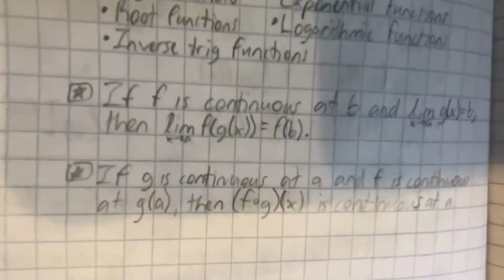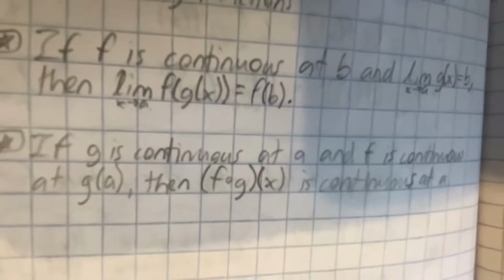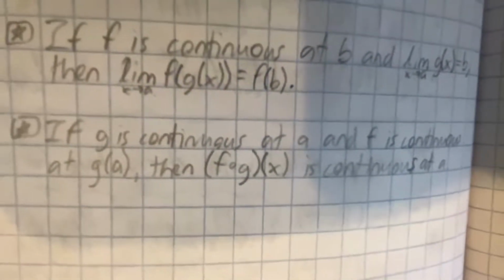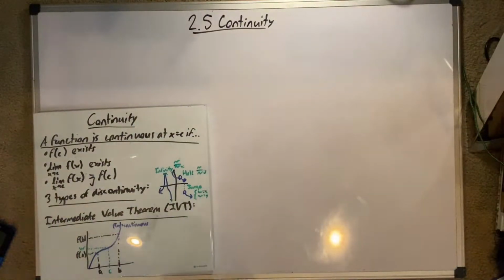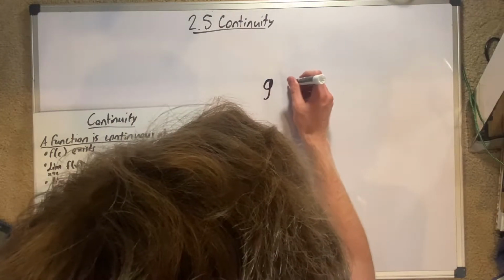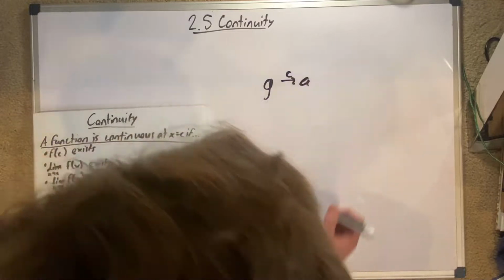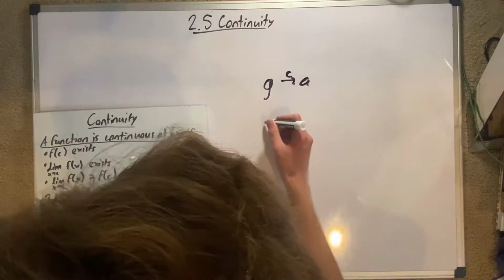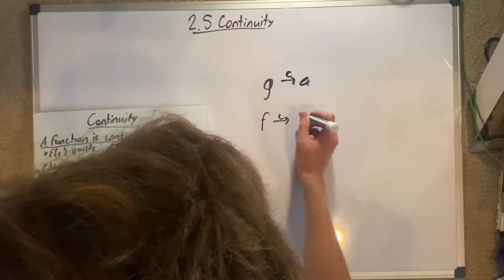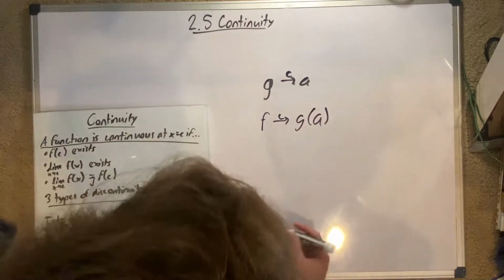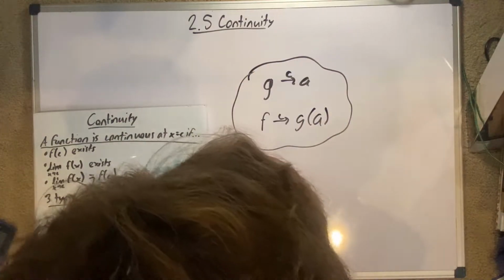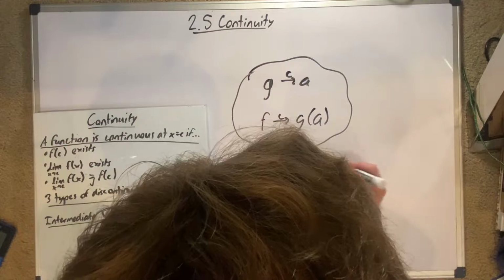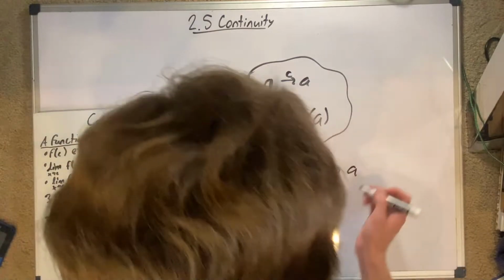We have one more. If g is continuous at a and f is continuous at g of a, then the composite function f of g of x is continuous at a. Well, that's kind of just like the rule that we just saw. So g is continuous at a. I'm going to just do that to represent continuous. I don't know the actual sign for it. And then f is continuous at g of a, then f composite g of x is continuous at a.